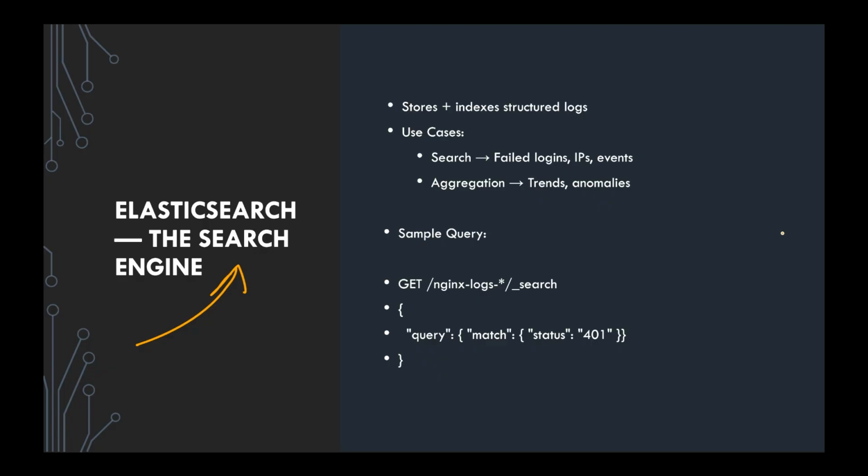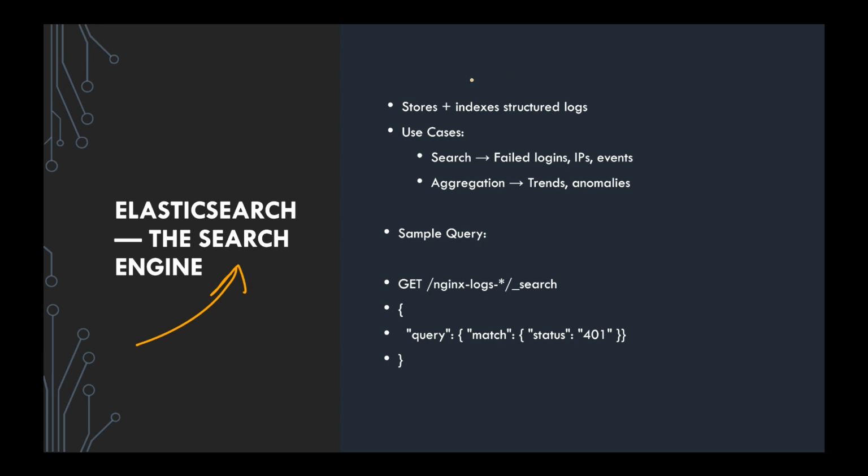All right. Then next we have Elasticsearch, the search engine. Once Logstash has processed and sent data to Elasticsearch, it gets stored and indexed in the highly efficient distributed database. This means you can search through massive amounts of log data quickly, even in real time.